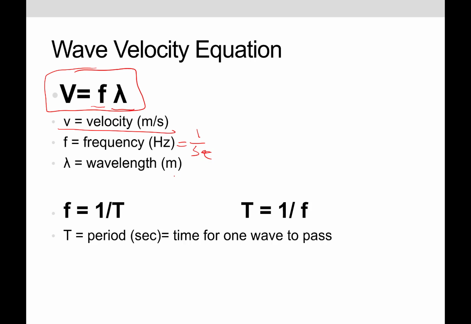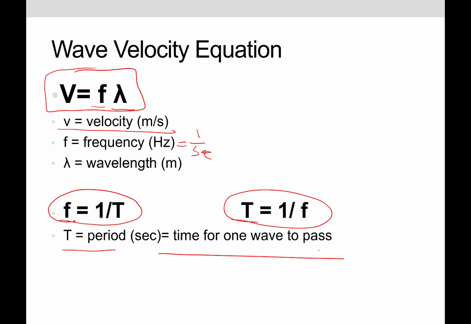Sometimes you're going to be given frequency and sometimes you're going to be given period. Period is defined as the time for one wave to pass. And the nice thing about these two is if you have one, you can find the other. They are simply the inverse of the other.